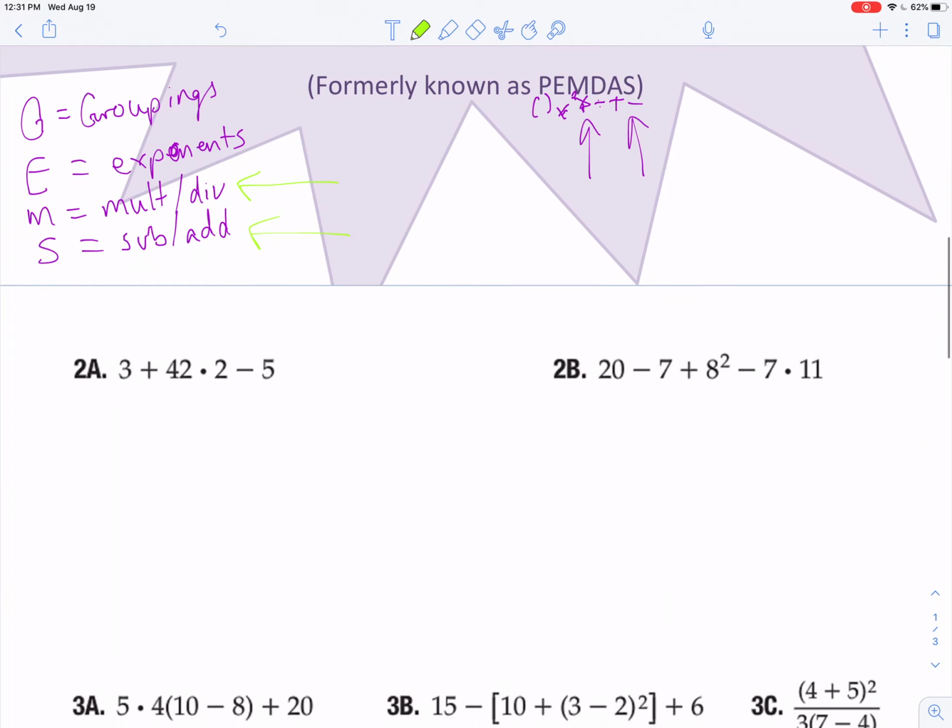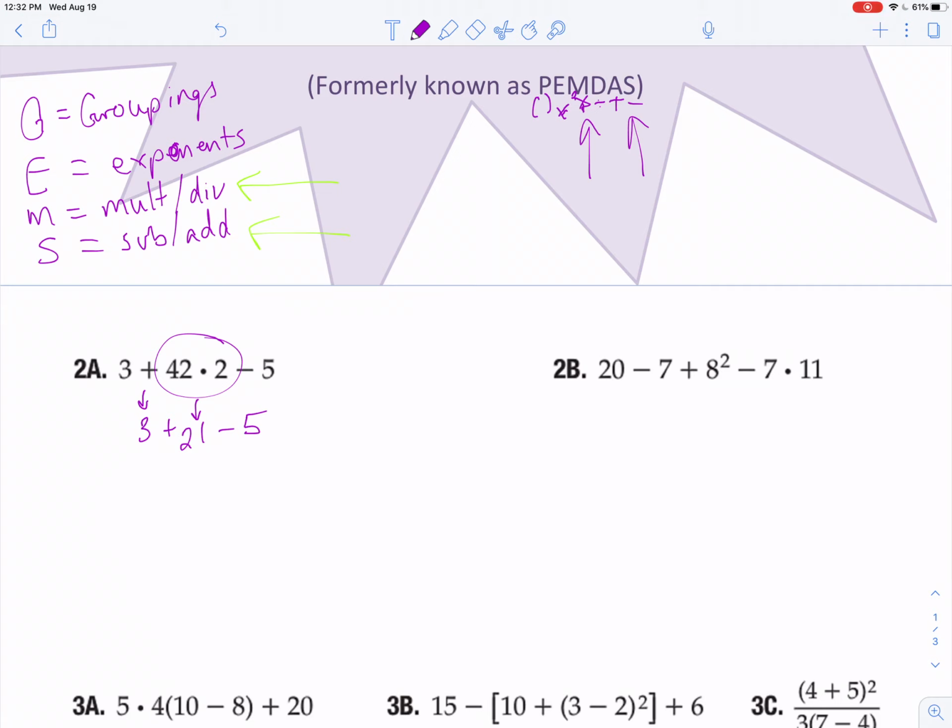And let's try solving some. So again, the first thing I do is start at the top and I say groupings. Are there any absolute value bars, parentheses, brackets, anything that groups them together? The answer is no for 2A. How about exponents? Nope, don't see any. How about multiplication or division? Looks like I have 42 divided by 2, which would be 21. And then everything else just gets copied down like so.